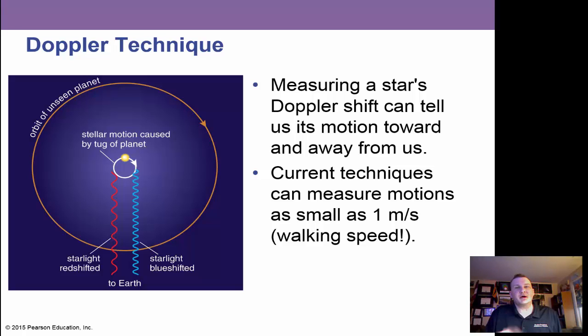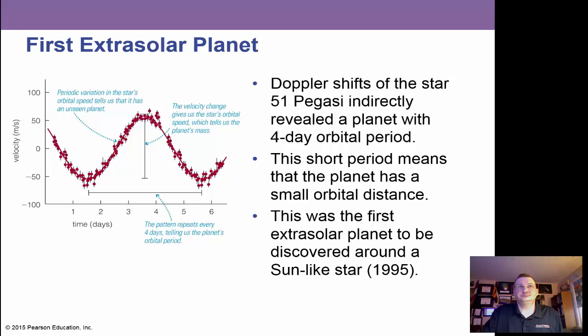So we have another way called the Doppler Technique. And this is where we measure a star's Doppler shift, and it can tell us the motion towards and away from us. Current techniques are able to measure motions as small as 1 meter per second, which is basically a walking speed. We can do that with the spectra and the Doppler technique.